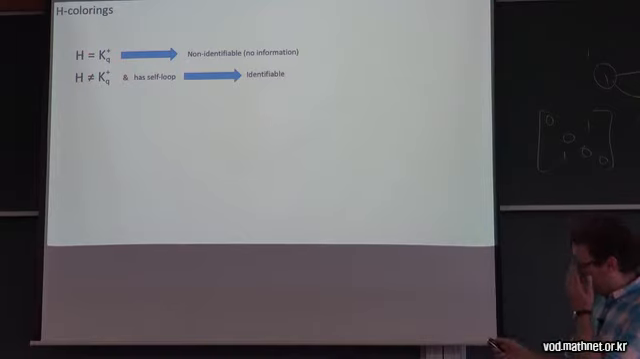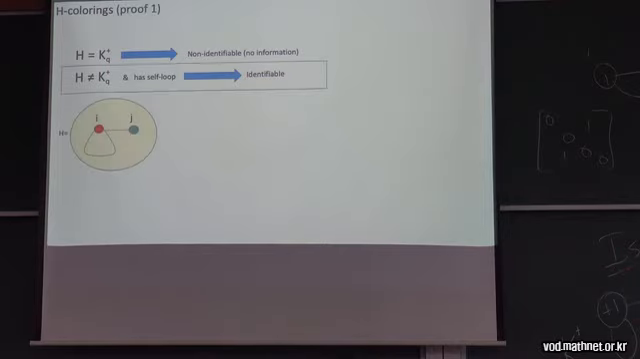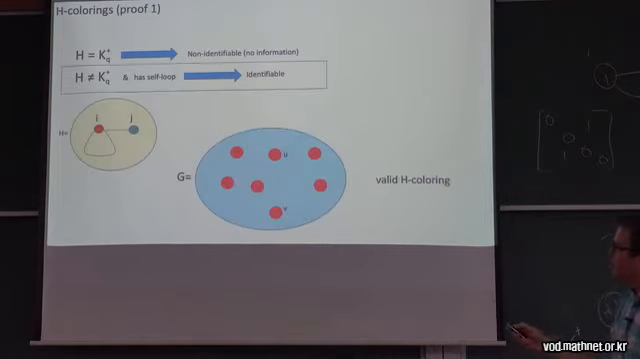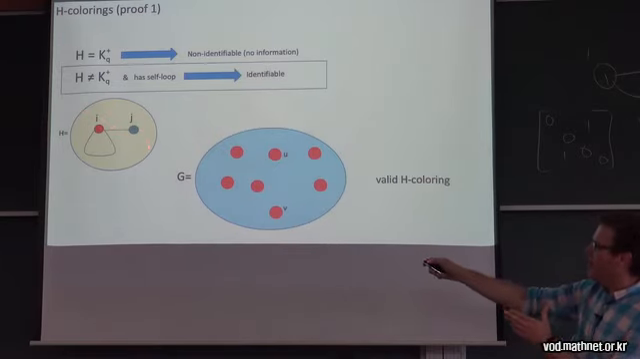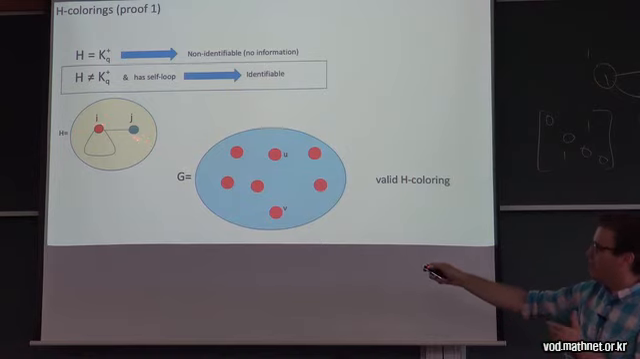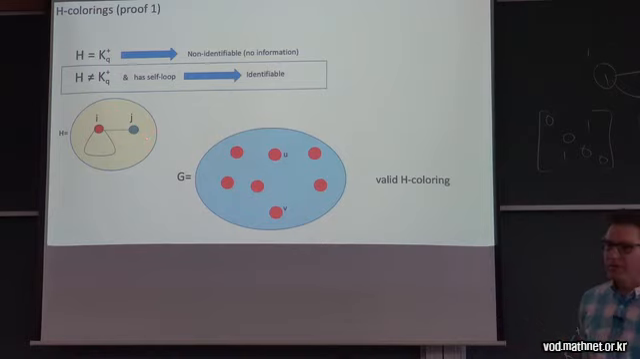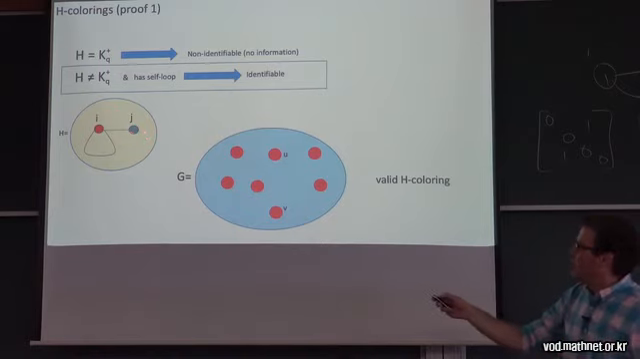The first thing is, suppose there's a self-loop in the constraint graph, like in independent sets. Then it turns out it's identifiable. That's the easy proof. So suppose there is a self-loop, but not on every color. Color I has a self-loop, but color J doesn't. Suppose there's some color which does not have a self-loop.